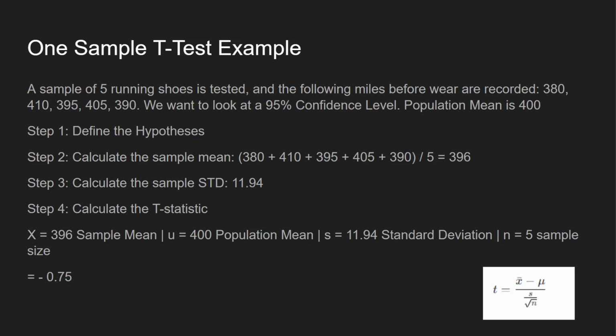So let's go through our example of the running shoes, right? A sample of 5 running shoes was tested and the following miles were recorded: 380, 410, 395, 405, and 390. We want to look at a 95% confidence level. Population mean is 400. So step 1 is to define the hypothesis, right?